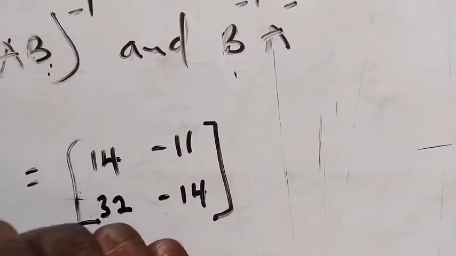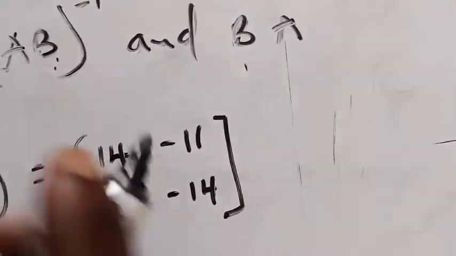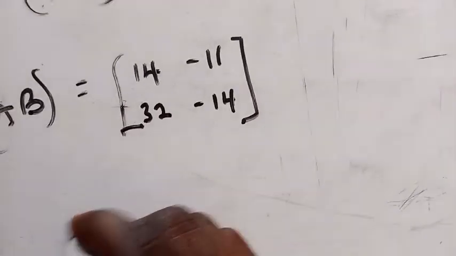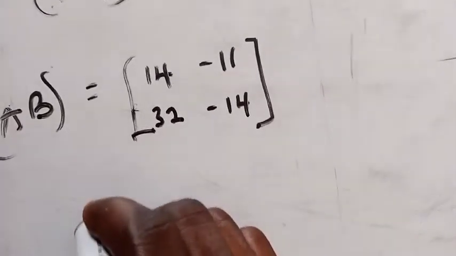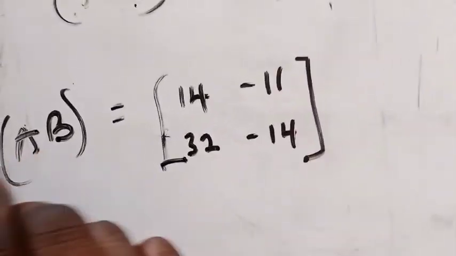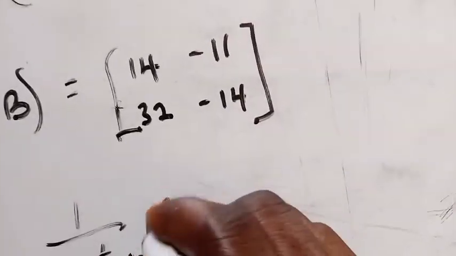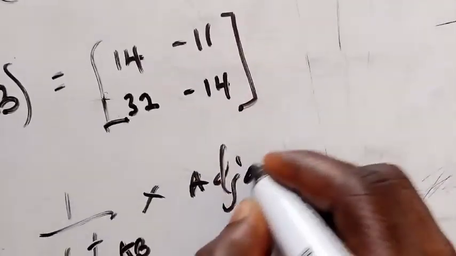So we are going to find the inverse of this one. Finding the inverse, the inverse is 1 over the determinant of the matrix that we are looking for, so the determinant of AB, multiplied by the adjoint, right? So the adjoint.